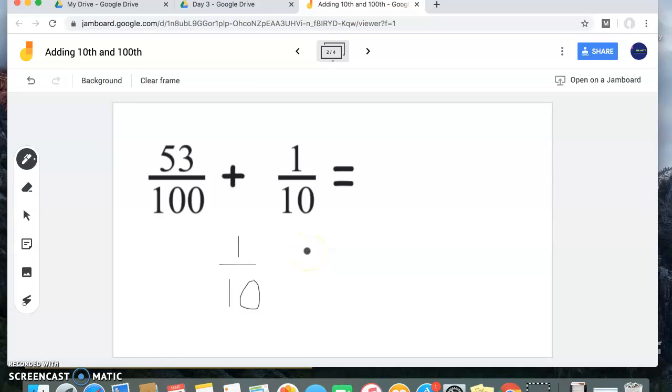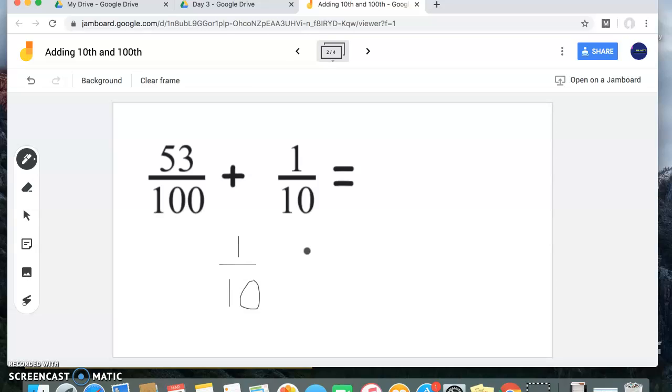The first thing I want to do before adding these fractions is take a look at the denominators. Are they the same or are they different? If they are different, we need to do something to these fractions to make the denominators the same. And we can use equivalent fractions to help us do this.